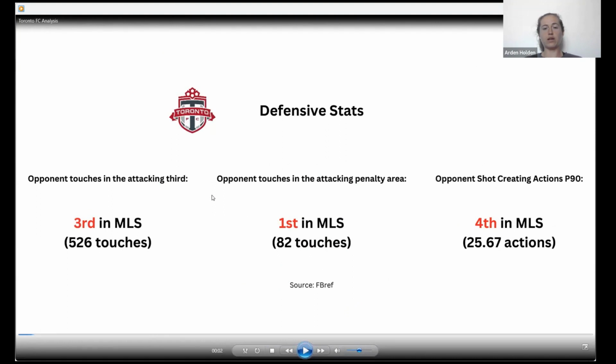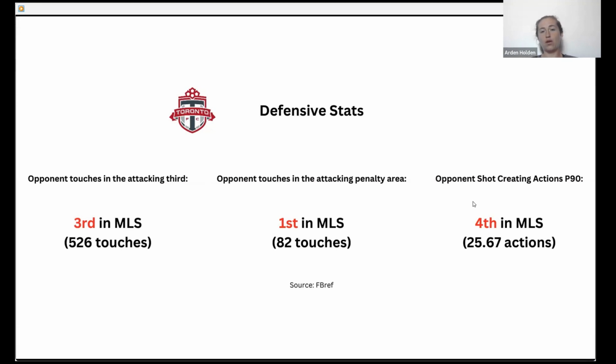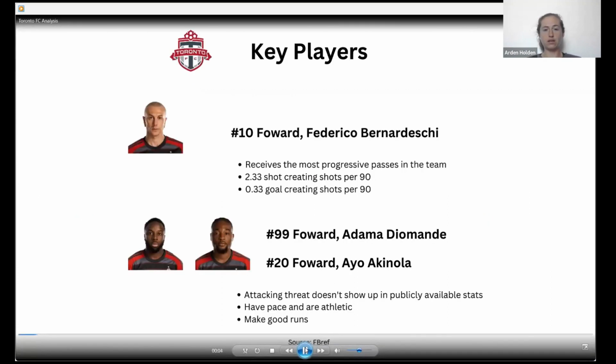Next, we're going to talk about their defensive stats. Opponent touches in the attacking third, ranked third in the MLS. Opponent touches in the penalty area, first. And opponent shot creating actions per 90, they rank fourth in the league. So a lot of their games are played in their own half, which makes sense when you watch the games as well. Okay, so let's talk about some of their key players.